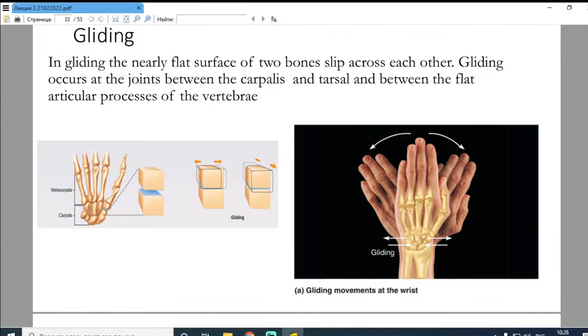Gliding occurs at the joints between the carpal and tarsal bones, and between the flat articular processes of vertebrae. What you see is gliding movement at the wrist.